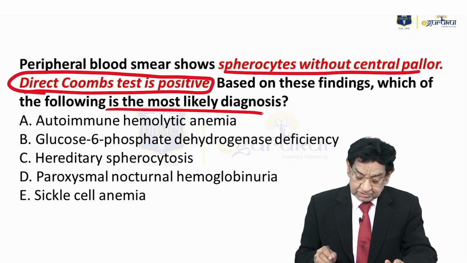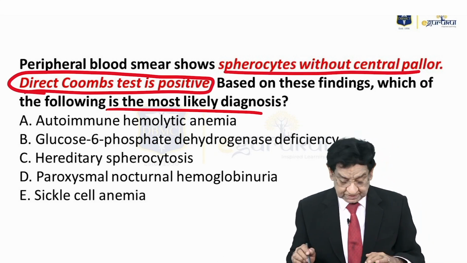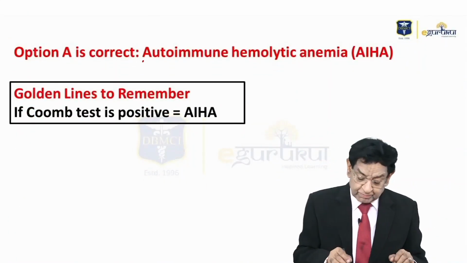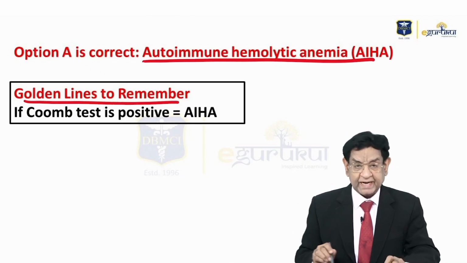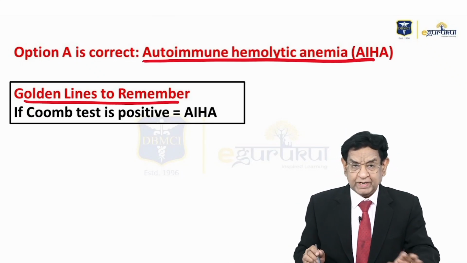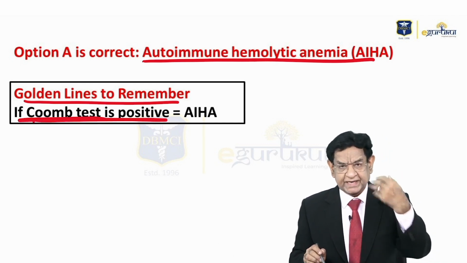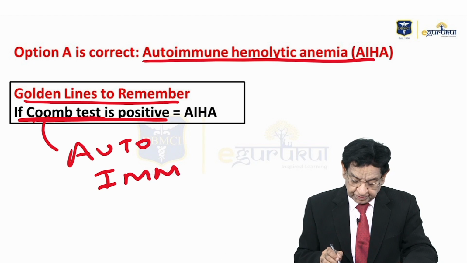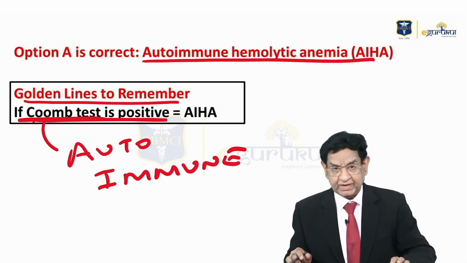Most likely diagnosis, well, if you look into all these options carefully, which you have seen, autoimmune hemolytic anemia is the answer. Why? Just remember the golden line. If you get Coombs test positive in any condition, any question, it is an autoimmune process. This will be positive only when an autoimmune phenomenon is there.